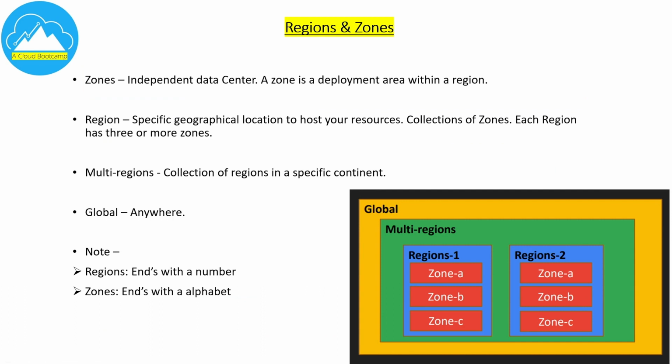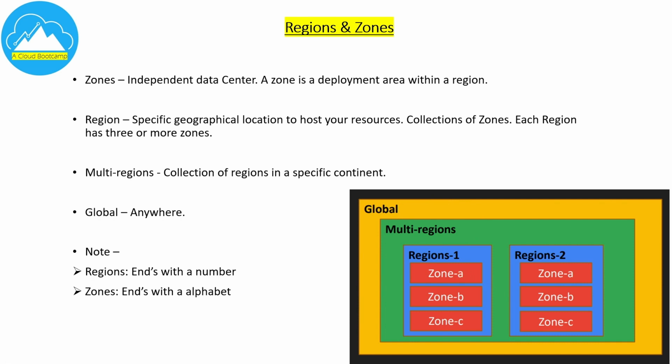First, we'll be talking about regions and zones in GCP. As you can see in this snapshot, which shows region 1 and region 2 over here, and inside region 1, you see 3 zones: zone A, zone B, and zone C. Then we have multi-regions, and then we have a few resources in GCP which are global. So let's talk about zones first.